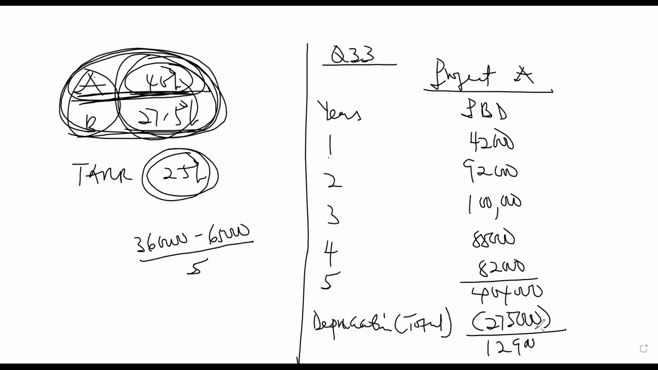Okay. So what will be the average profit now? The total profit for the 5 years will be 129,000 divided by 1.